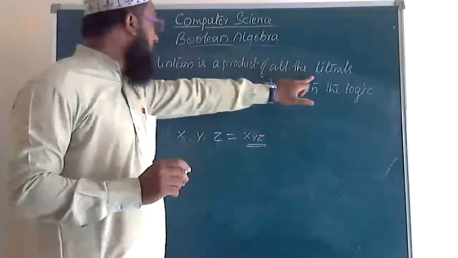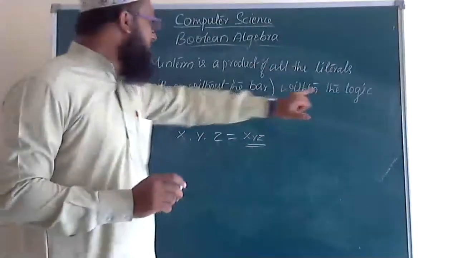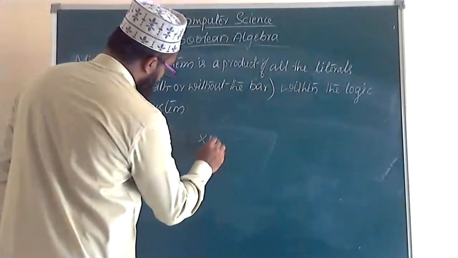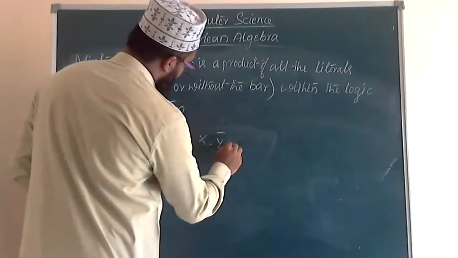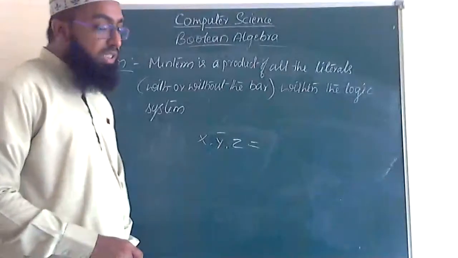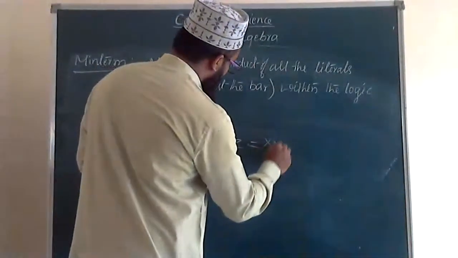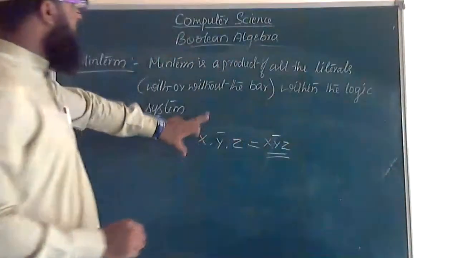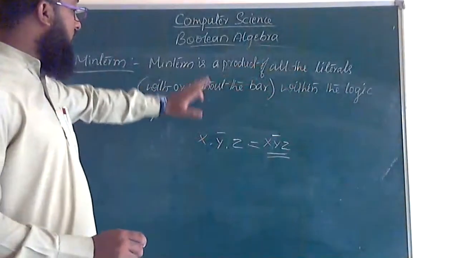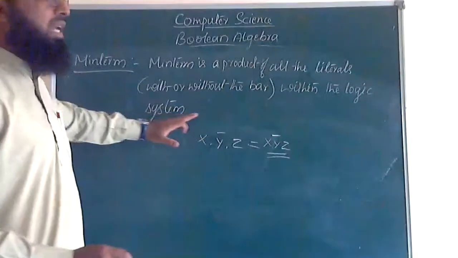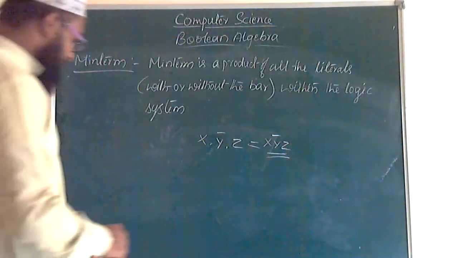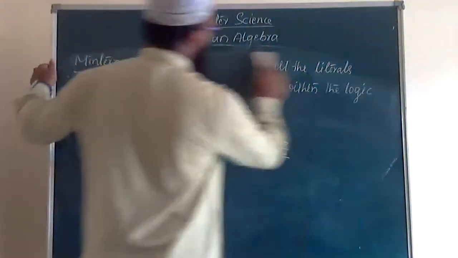Min term is a product of all the literals with or without the bar within the logic system. So if I take x into y bar into z, then what is its min term? Its min term is x y bar z. It means it is the product of all the literals. So the product of all the literals within the logic system is called the min term. Here one important thing is there. Now I'm going to write that important thing here.